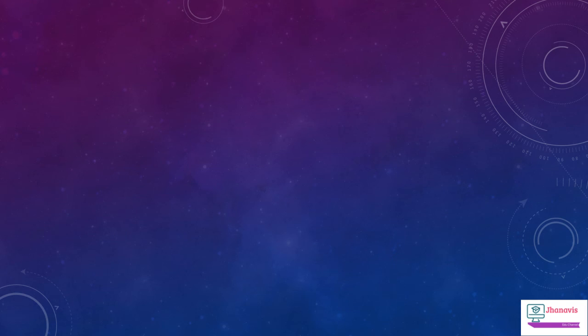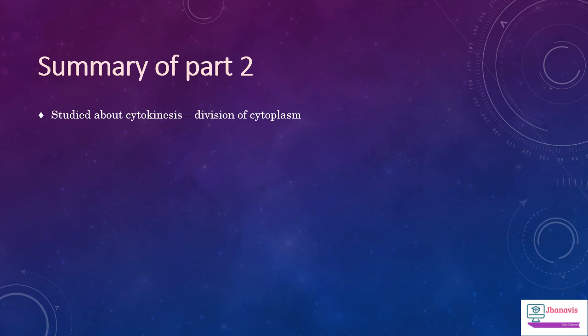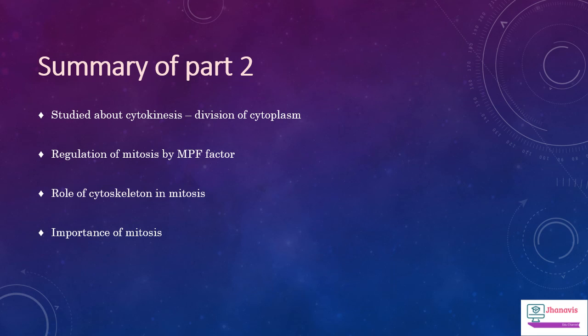Okay, let's quickly recap what we have studied in part 2. Mainly we studied cytokinesis, that is, the division of the cytoplasm. Then we learnt about the factors which regulate mitosis, be it the MPF factor, the dissolution of the nuclear envelope, or the role of the cytoskeleton in mitosis. All these factors decide whether the mitosis should take place or not. Then we learned about the importance of mitosis, and why mitosis plays a very important role in cell division.